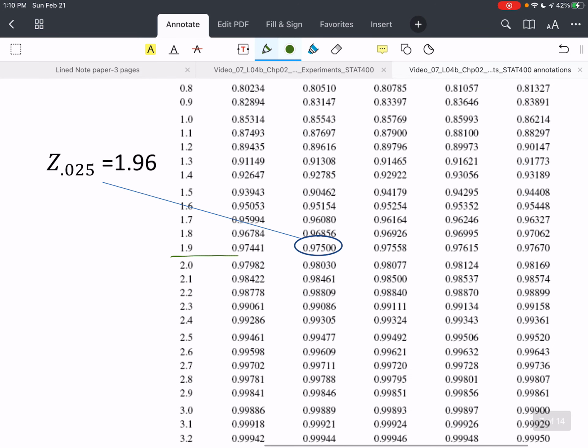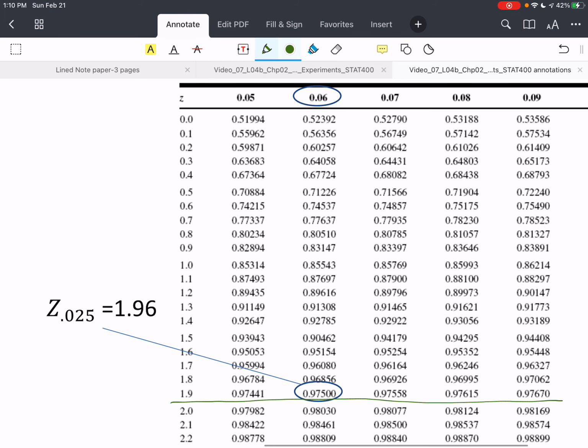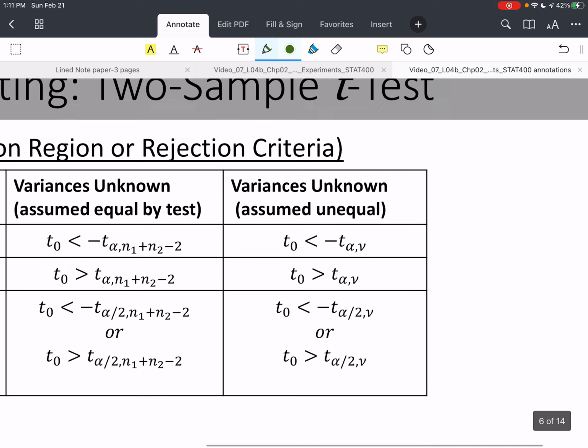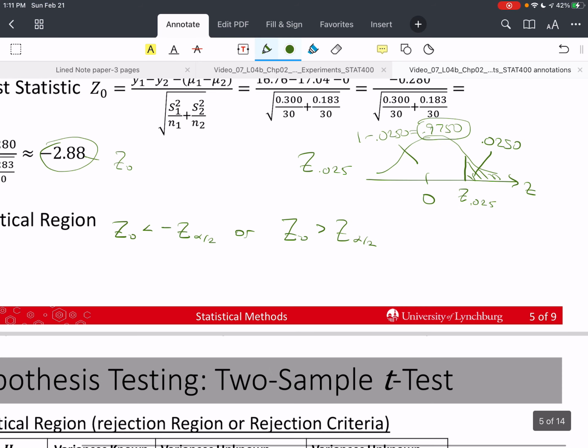So here is 1.9. And it turns out that 0.975 corresponds to a z value of 1.96. So our critical value is 1.96. Now we can plug that into our formula.